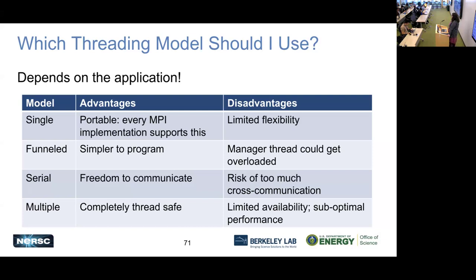So my recommendation would be, first of all, you want to minimize the number of MPI calls that you're doing in a parallel region. And then if you have to do them, you probably want to keep it pretty simple, pretty straightforward. So probably somewhere in single, funneled, or serialized would be what I would recommend. Even that could be a little risky.